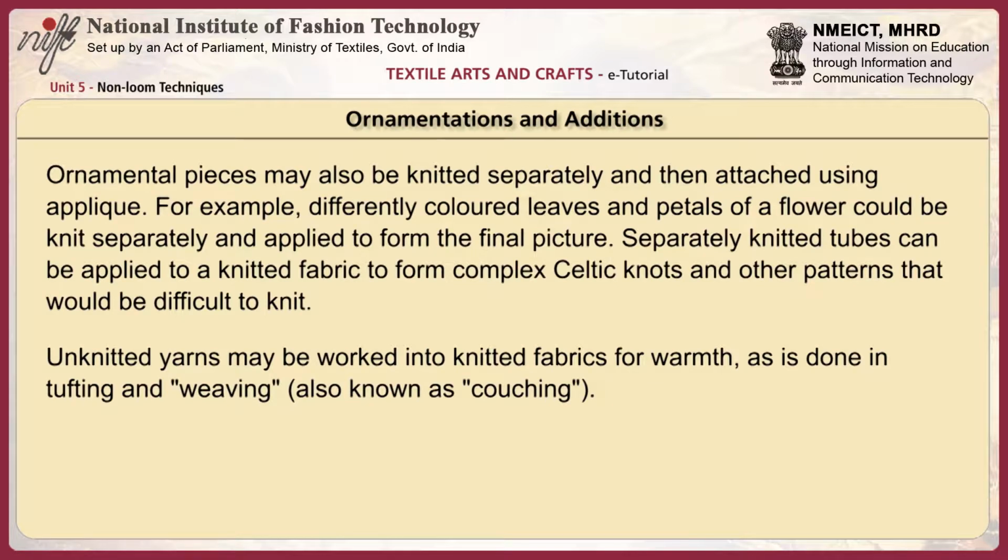Ornamental pieces may also be knitted separately and then attached using appliqué. For example, differently colored leaves and petals of a flower could be knit separately and applied to form the final picture. Separately knitted tubes can be applied to a knitted fabric to form complex Celtic knots and other patterns that would be difficult to knit. Unknitted yarns may be worked into knitted fabrics for warmth, as is done in tufting and weaving, also known as couching.